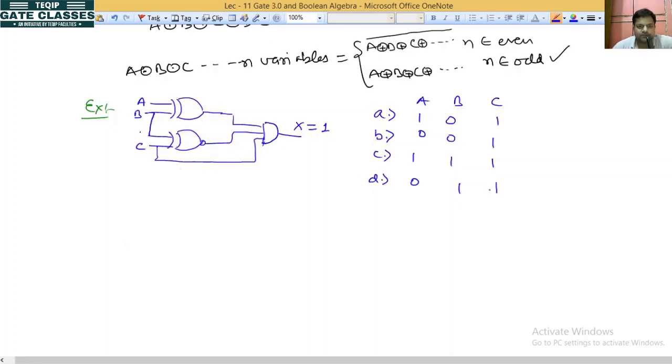Let us try one question. This is the example which is given. A circuit is given in which A and B are connected with XOR gate, B and C are connected with XNOR gate, and here we have a 3 input AND gate. So the output of XOR gate, XNOR gate and C is connected with this AND gate, and it tells that output is always coming as 1. So which option is correct? Which option is true?